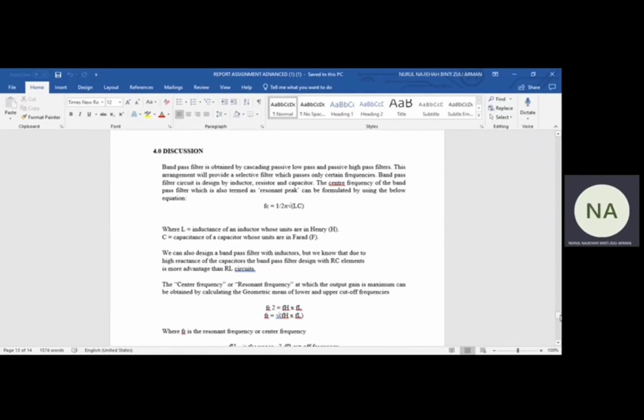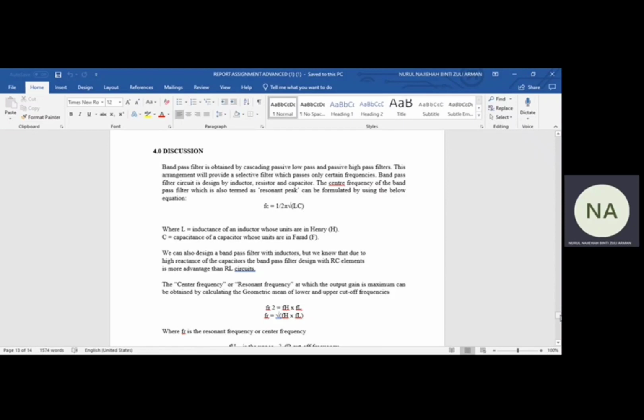I am Nurul Najiha. My matrix number is B0821103666 and I will share about the discussion for this assignment. The band pass filter is obtained by cascading passive low pass and passive high pass filters. This arrangement will provide a selective filter which passes the cutting frequencies. The band pass filter circuit is designed with inductor, resistor and capacitor.